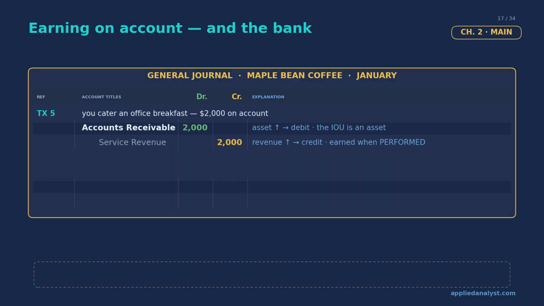Transaction 5. The office catering, $2,000 on account. The work is done, so the revenue is earned now. Credit service revenue. No cash yet, and what you hold instead is the IOU, an asset, so debit accounts receivable.